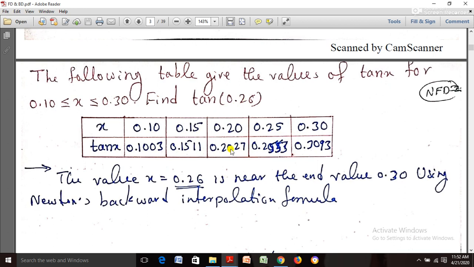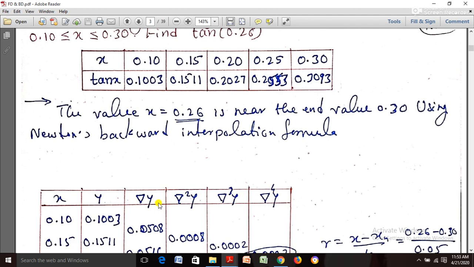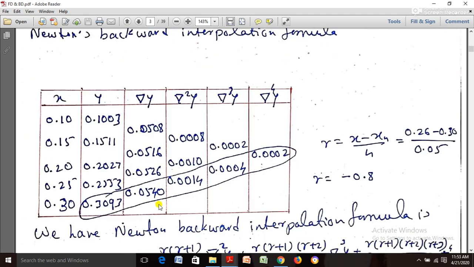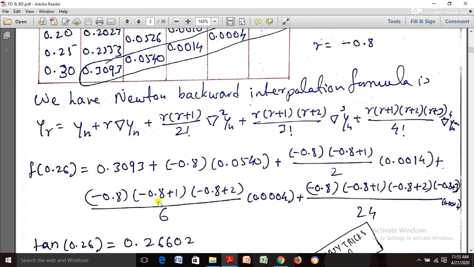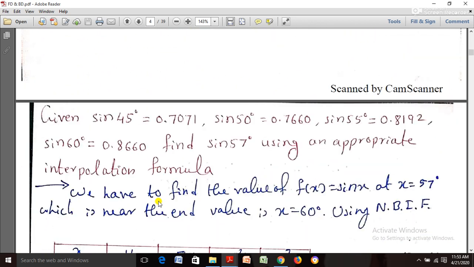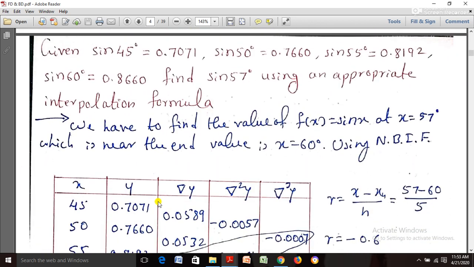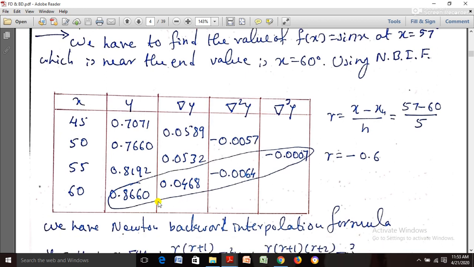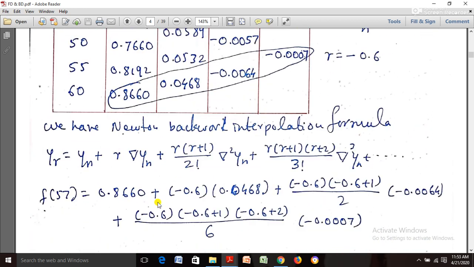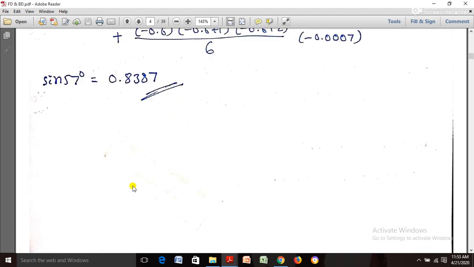Now we have to find 0.26. Here 0.25 is there, the next number is 0.26, and this value is near the end of the values, 0.30 being the end value. So it is Newton's backward interpolation formula. We can apply the same thing, everything is the same. So this also uses Newton's backward.